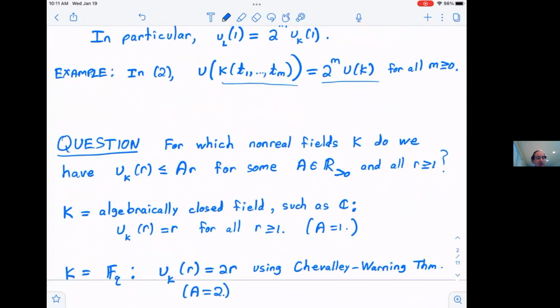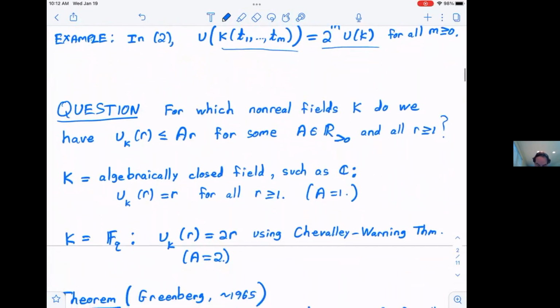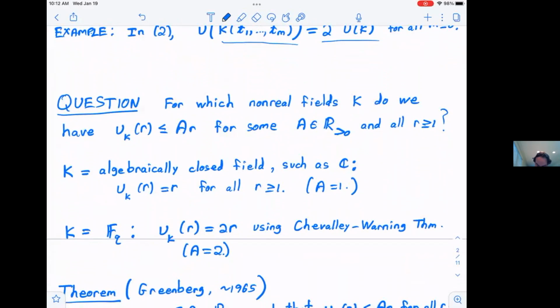good example is suppose K is a finite field. Then it is a theorem that U sub K of R equals 2R for every R greater than or equal to 1. So in other words, we can take capital A equals 2, and this follows easily from the so-called Chevalley-Warning theorem. And I forgot to write here, but it's obvious, for all R greater than or equal to 1. Okay.